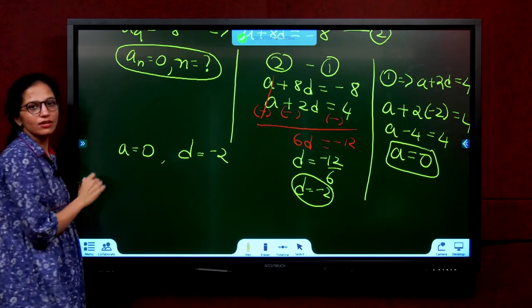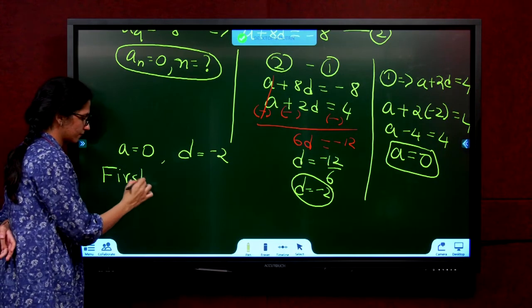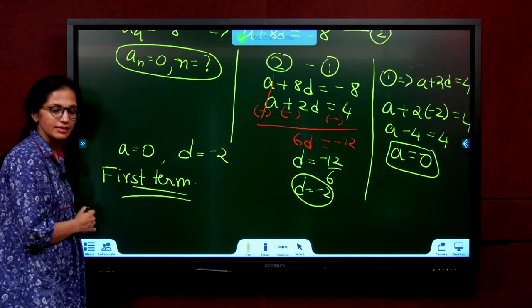Which term is the 0th term? Answer is right here. First term is the term whose value is 0.